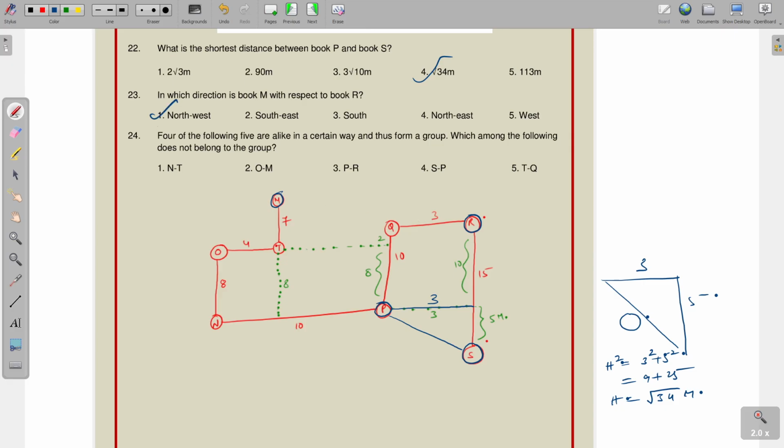Four of the following five. So which among the following does not belong to the group? First one, N and T. So N here and T here. T is the northeast of N.